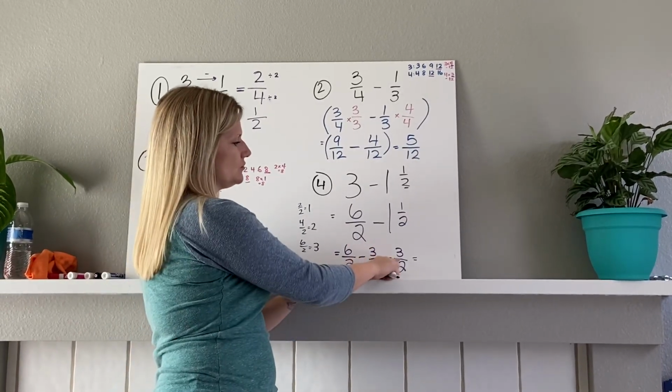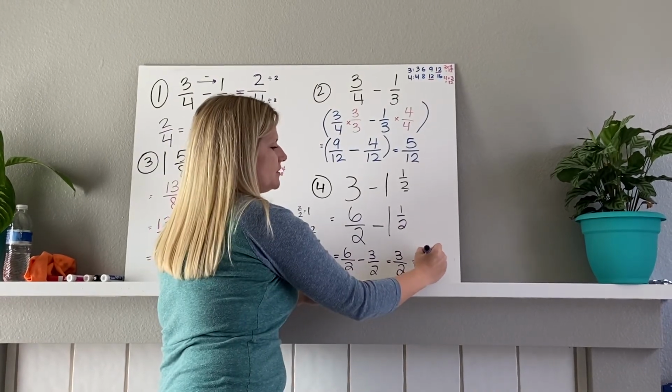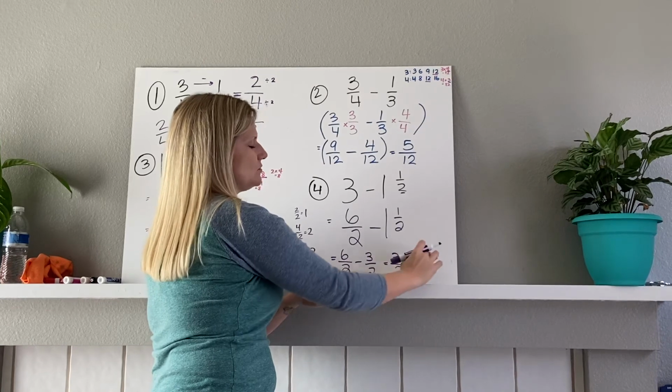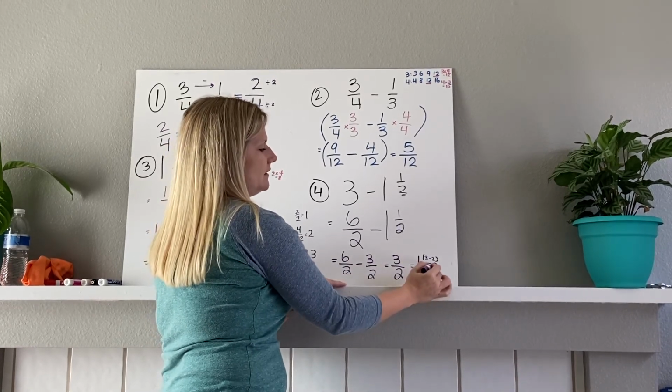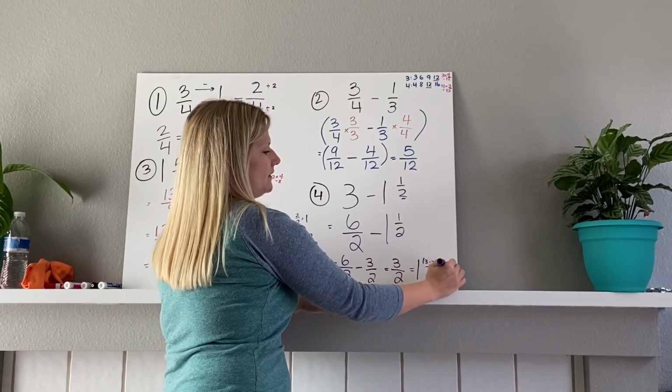Okay, 2 goes into 3 one time. You're going to subtract 3 minus 2 because 1 times 2 is 2. And your denominator stays the same. So your answer is 1 and 1/2.